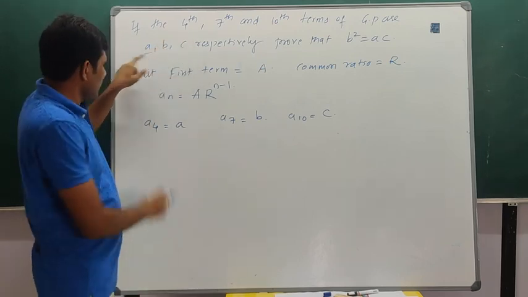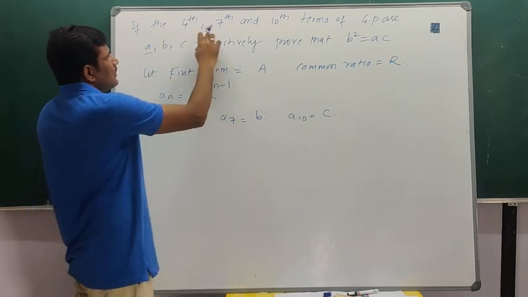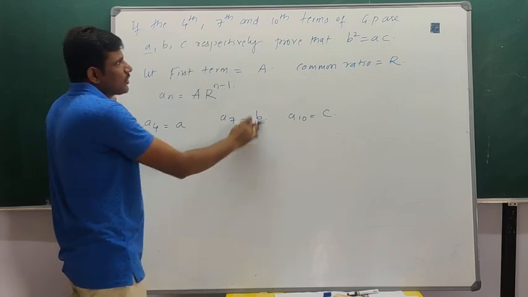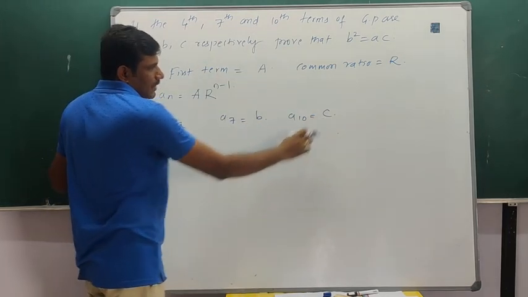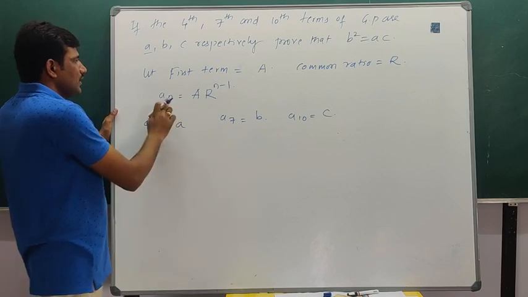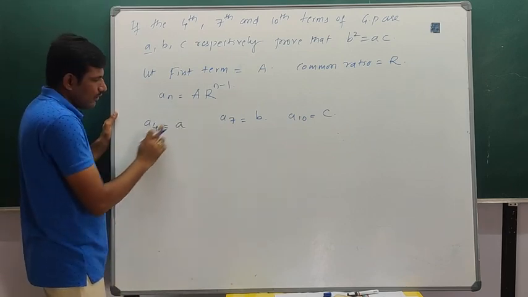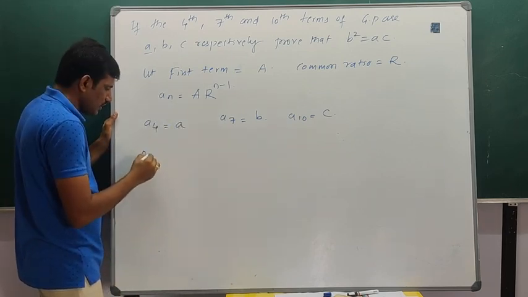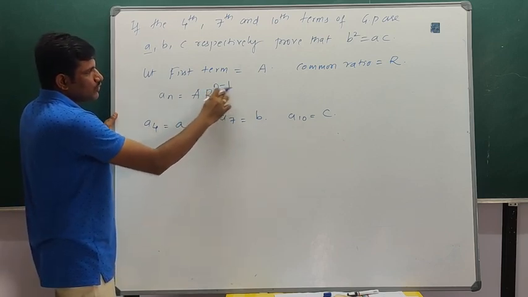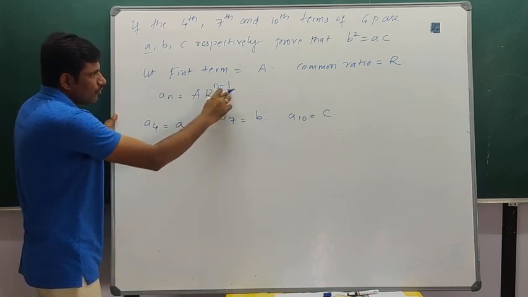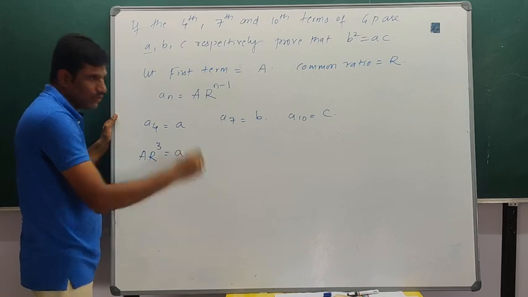So the 4th term is A, that is A4 is A. The 7th term is B, A7 is B. The 10th term is C, that is A10 is C. By using the nth term formula, put n is equal to 4. AR raised to n minus 1, what is the n value? 4. So 4 minus 1 is 3. AR cube is equal to A.